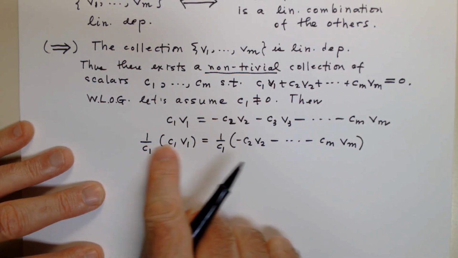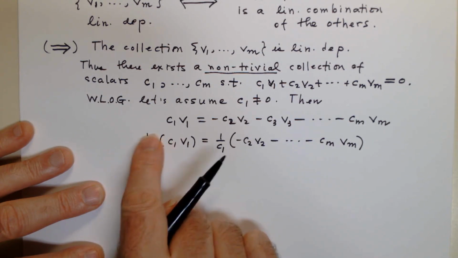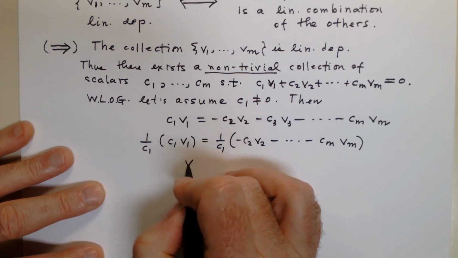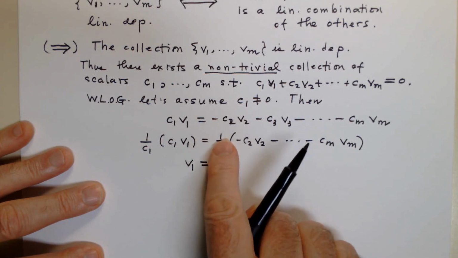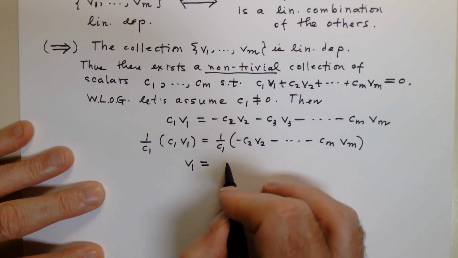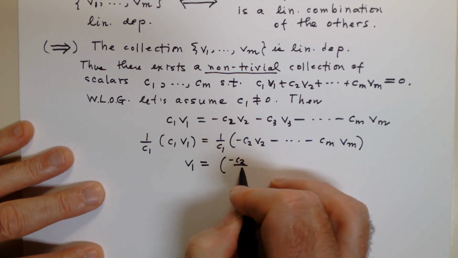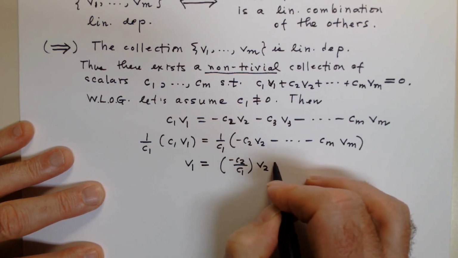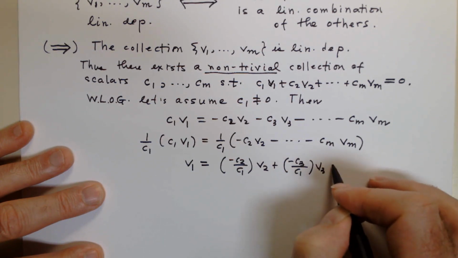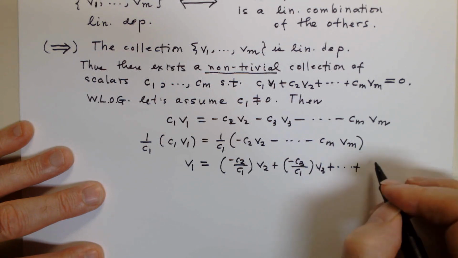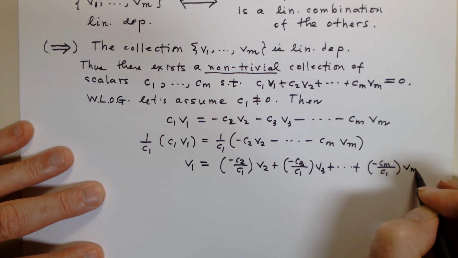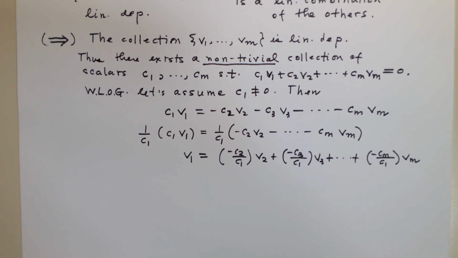Now on this side, I can use my double scaling law. This is the same as 1 over C1 times C1, or 1 times V1. So this is just V1 on the left. On the right, I can distribute and use my double scaling law and write this as V1 equals minus C2 over C1 times V2 plus minus C3 over C1 V3 on out to minus Cm over C1 Vm. All right, so that's the crucial step there.